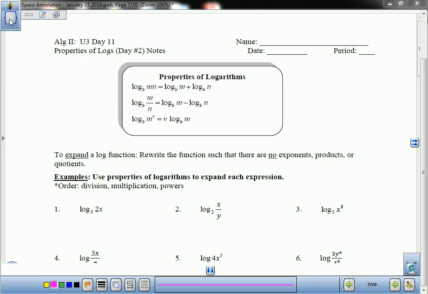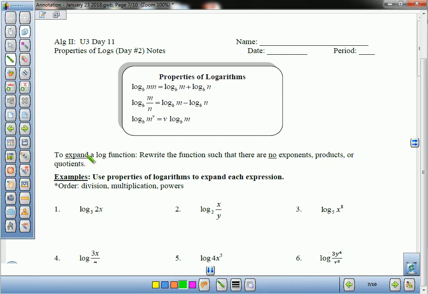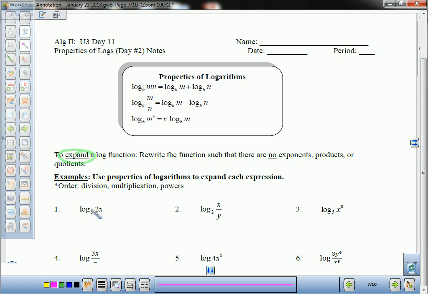Now the first thing we're going to do is called expanding. Well, when you think of the word expand, what do you think of? Something bigger. Get bigger. Yes, that's what's happening. So we're going from something compact to something that gets larger. Now generally when we expand, we're going to end up with multiple logs, either as a sum or a difference, depending on what we start with. Occasionally we might just end up with this product here. So let's look at example 1. The best way to do this is just do examples.